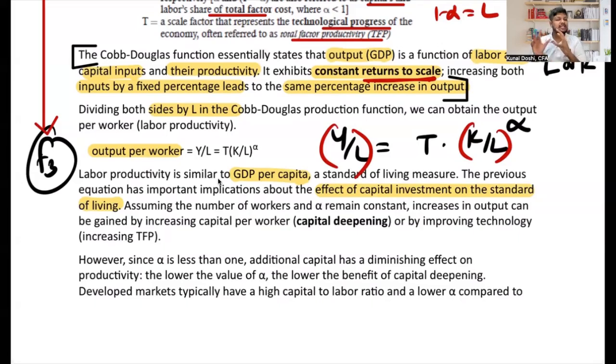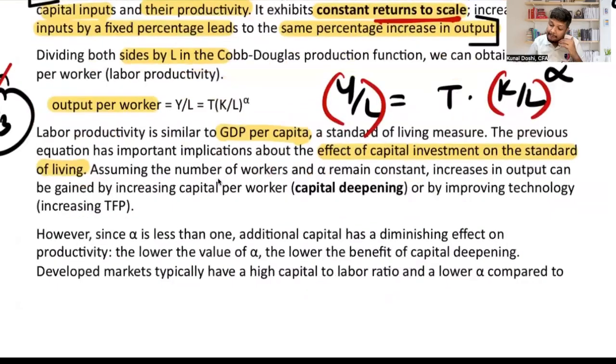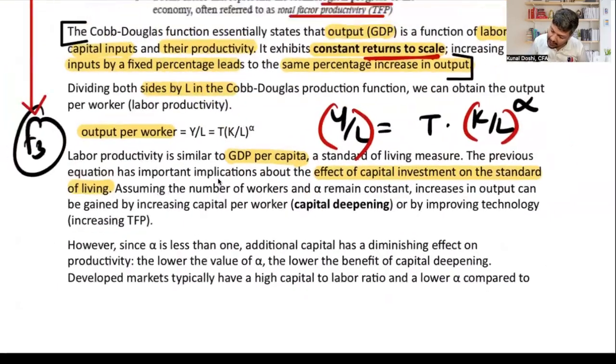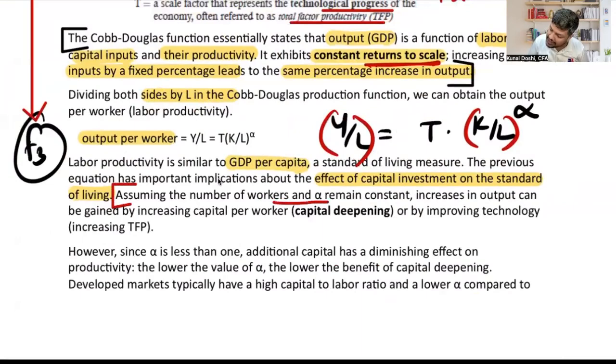Now, whenever I say the growth in GDP is because of capital, we are going to learn a very new term called capital deepening. What is capital deepening? Assuming the number of workers and alpha are constant. Alpha is the share of capital in the GDP. Remember, alpha is the share of capital in the GDP. So whenever these two are constant, an increase in output, which means an increase in GDP, right? Can be gained by increasing capital per worker.